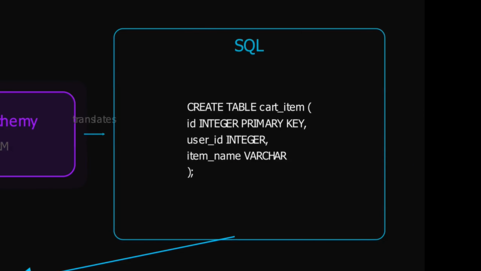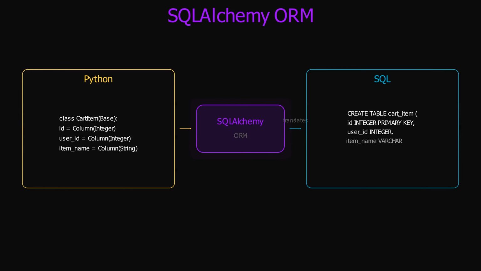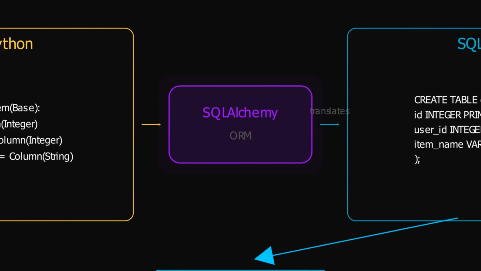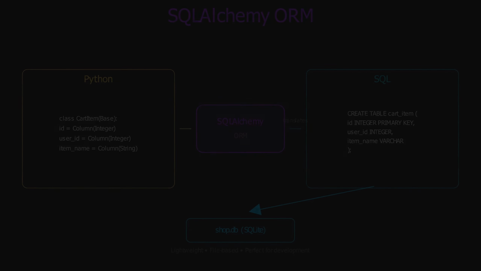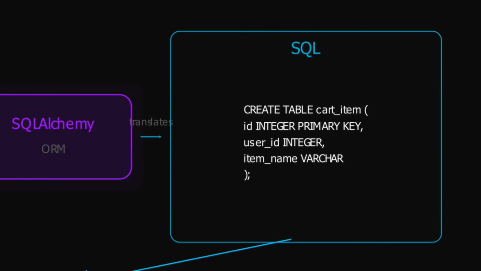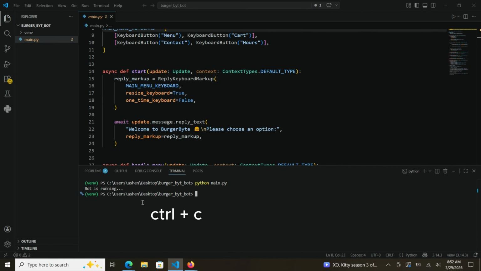Now, we could use raw SQL commands to talk to our database, but that gets messy and hard to maintain. Instead, we're going to use a popular tool called SQLAlchemy. SQLAlchemy is an Object Relational Mapper, or ORM. What this means is it lets us write normal Python code and it automatically translates that into database language behind the scenes. For the database itself, we'll use SQLite. It's a lightweight database that saves everything into a simple file right inside our project folder, making it perfect for development. Let's get this set up.